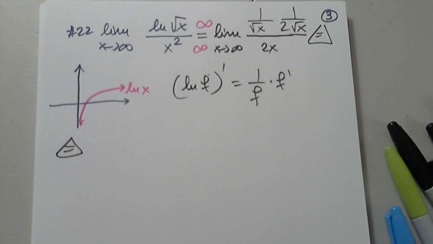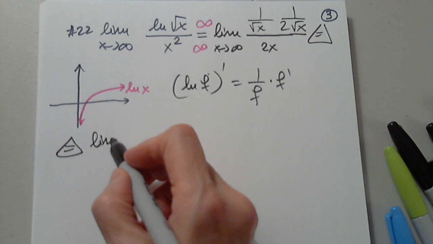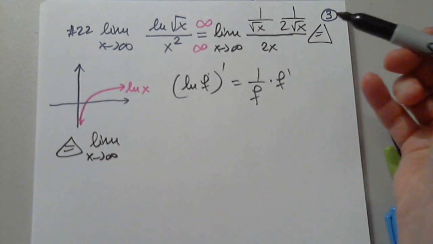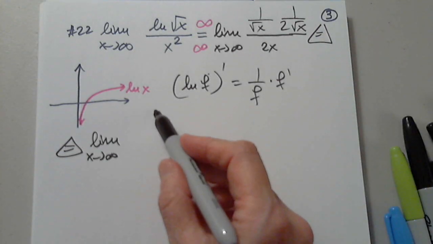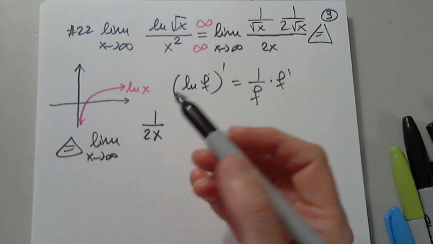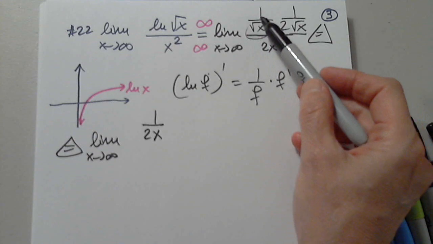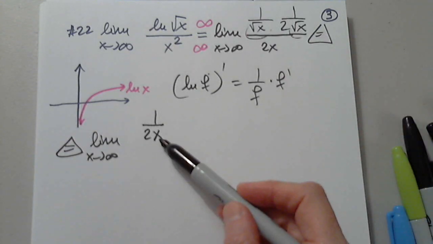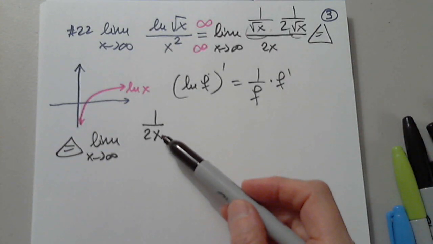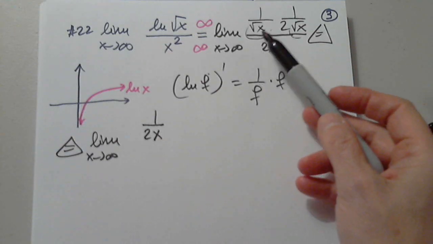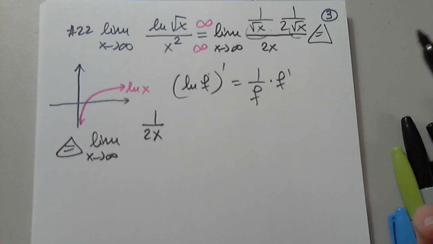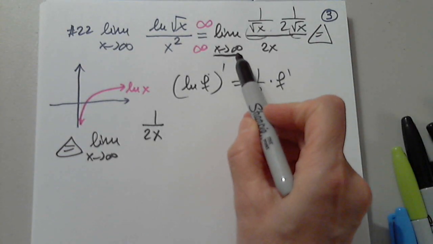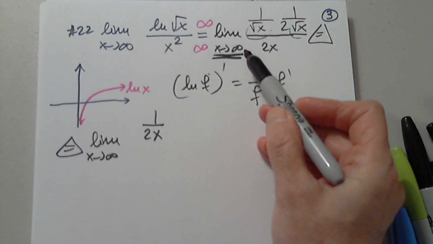Jump over all this. The numerator now, 1 over the square root of x times 1 over 2 the square root of x changes into 1 over 2x. How do I know? The square root of x times the square root of x is x. You can say the square root of x and the square root of x is the square root of x squared, which is the absolute value. But yes, but see what happens here. It goes to positive infinity.